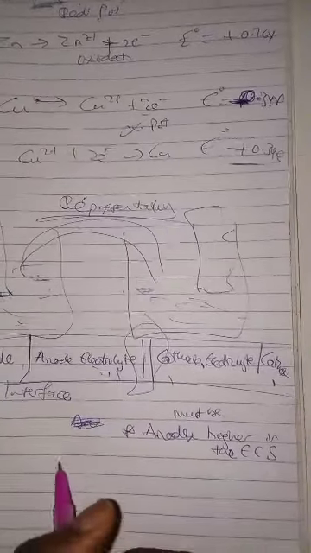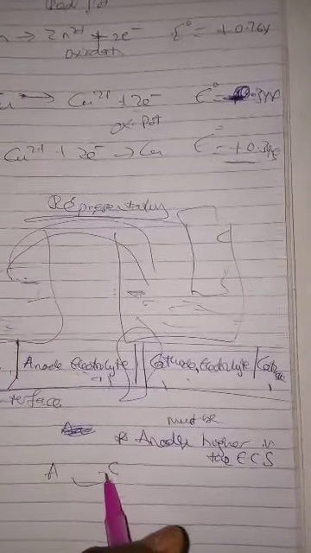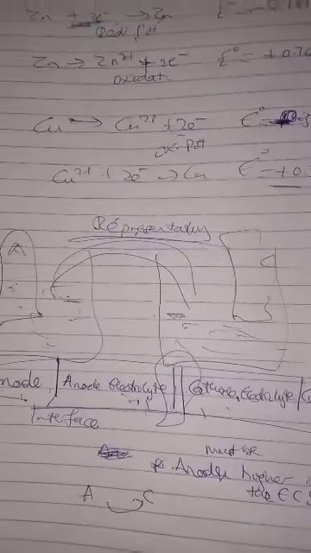Why? Because the anode is used to coat the cathode, so what is used to coat your cathode must be stronger than that cathode. So your anode must be stronger, higher in the electrochemical series. That's just that. Let's move on.